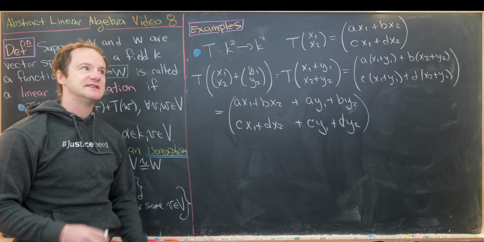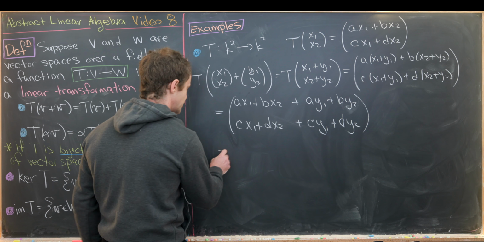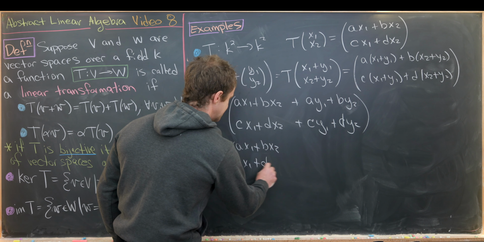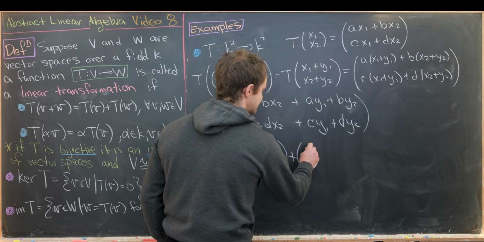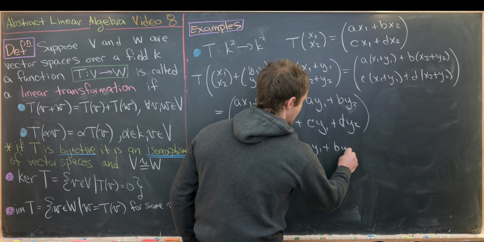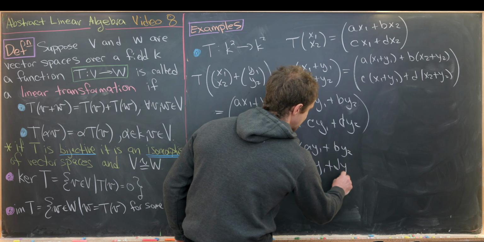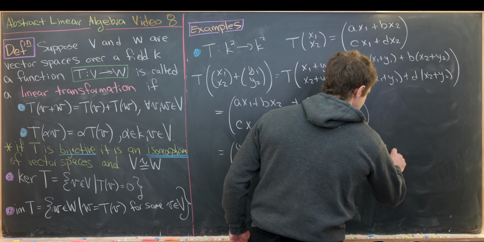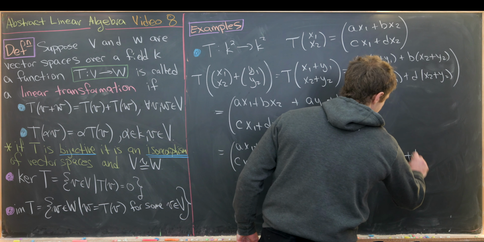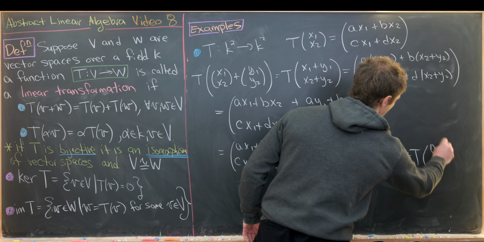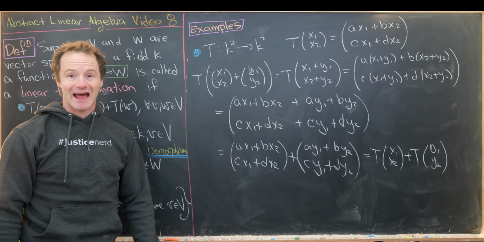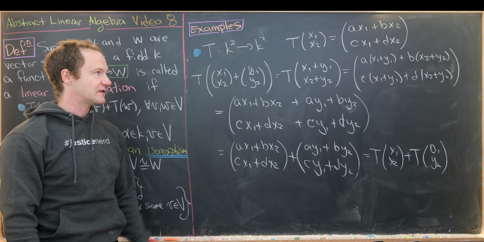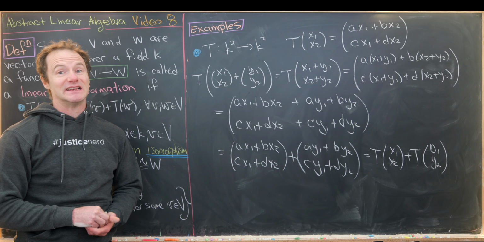But now we can split these up again using the rule for vector addition into ax1 plus bx2, cx1 plus dx2 as our first vector, plus ay1 plus by2, and then cy1 plus dy2 as our second vector. But let's notice that that is exactly T evaluated at x1, x2 plus T evaluated at y1, y2, as needed for this additive property to work. Again, I'll let you check the multiplicative property. Okay, let's get rid of this and then decide if this is injective or not.